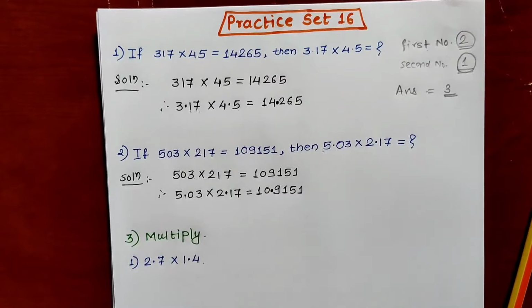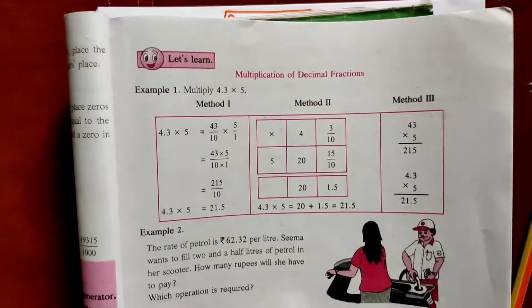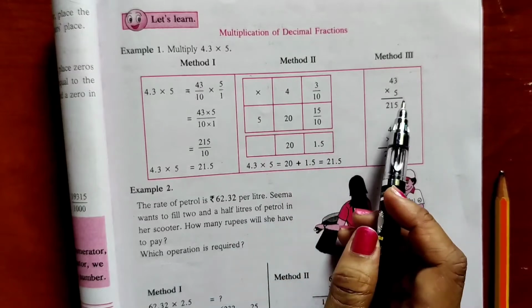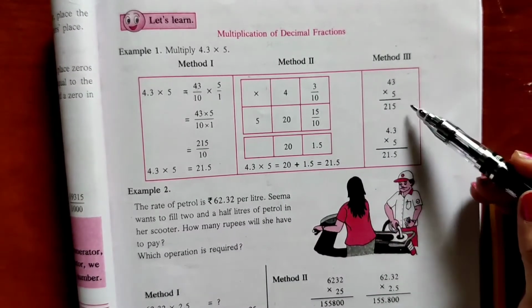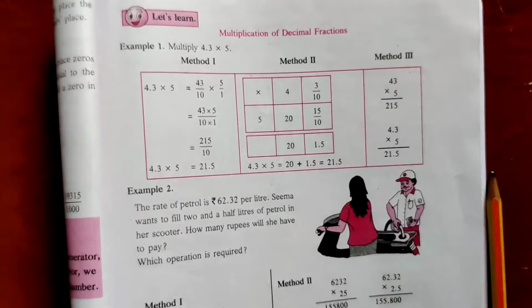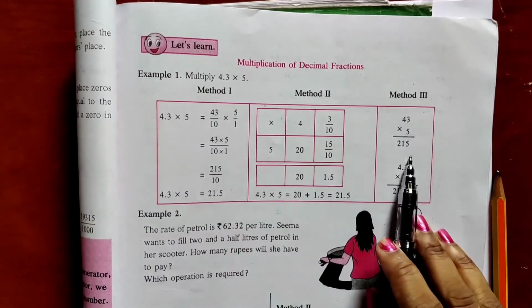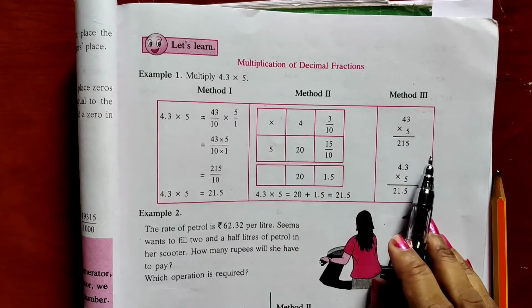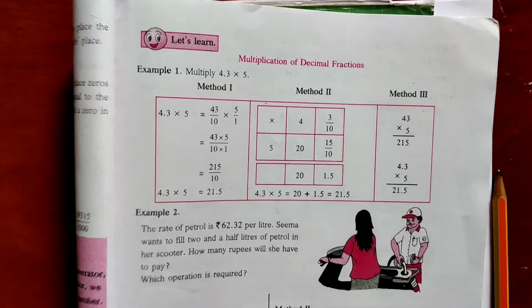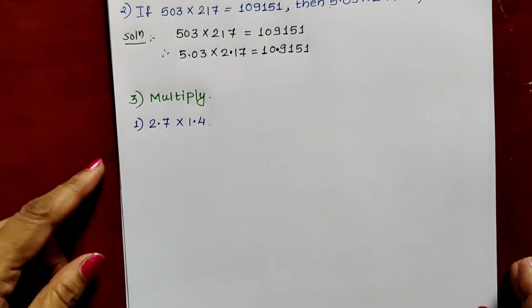Now let us go on third question, multiply. See children, in our textbook there are 3 methods of multiplication. Method 1, method 2 and method 3. Most probably we will be solving by method 3, but for first sum, I will be showing you first and third method. Both these methods are very easy to apply. So let us solve it by first and second method. So I will be showing you first method.